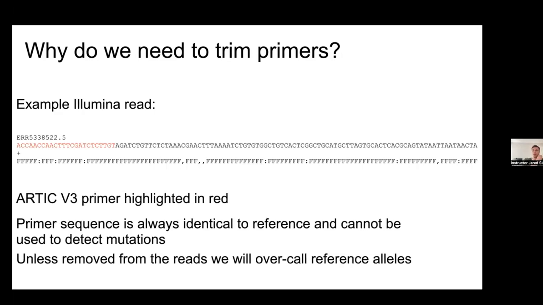This is an example of an Illumina read that we're going to use later on in the hands-on. I've highlighted the ARTIC V3 primer in red here. So this stretch of the read is useless for variant calling.